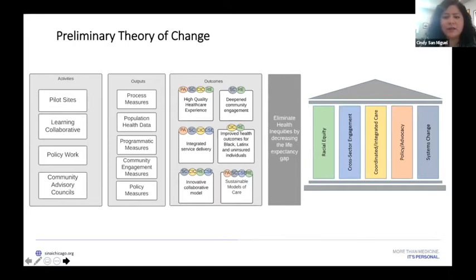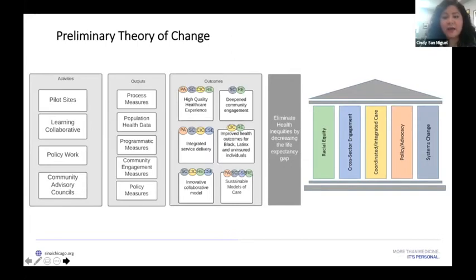So we want to understand what's the quality of the healthcare experience. We want to deepen community engagement. We want to understand how this is impacting an integrated service delivery system. We want to track health outcomes for the target populations of this project with the Black, Latinx, and uninsured individuals. We also want to ensure that we're thinking through sustained models. Is this a sustainable model of care, and where's the innovation?